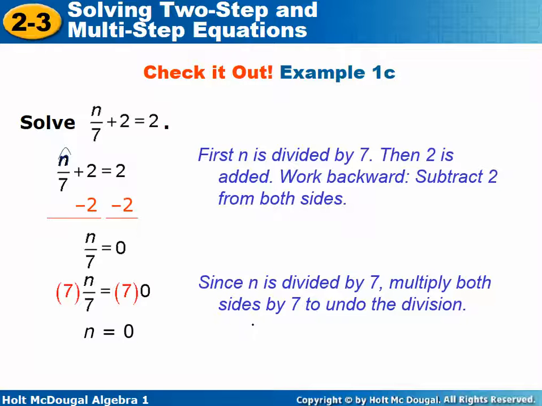Now the checking of this one's interesting. When you put 0 in, we get 0 divided by 7. Well, that's 0. So you have 0 plus 2, and 0 plus 2 is indeed equal to 2.